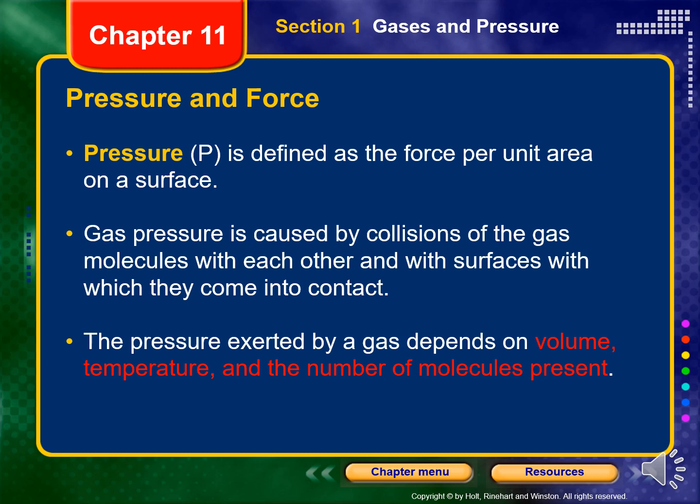Gas pressure is caused by the collisions of gas molecules with each other and with the surfaces they come in contact with. So if you have gas in a balloon, the gas molecules are hitting the side of the balloon, and that's what gives the balloon its shape and its size.